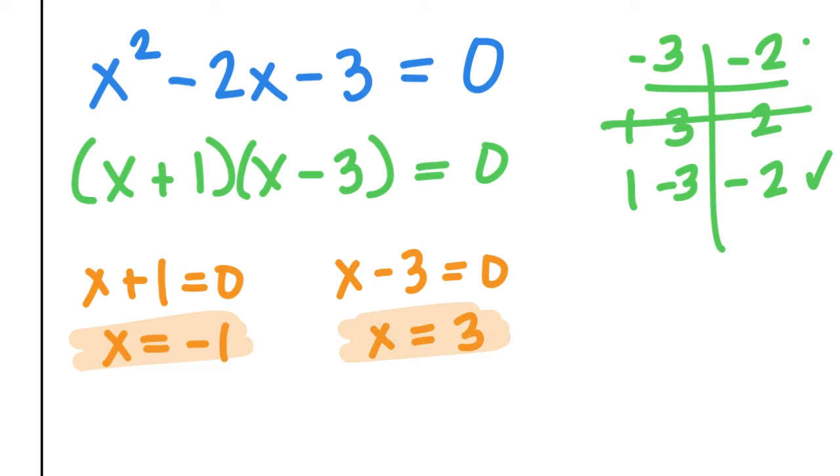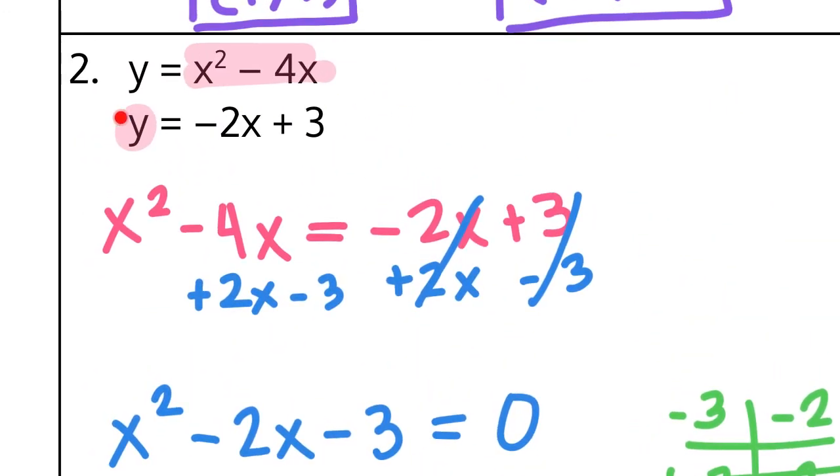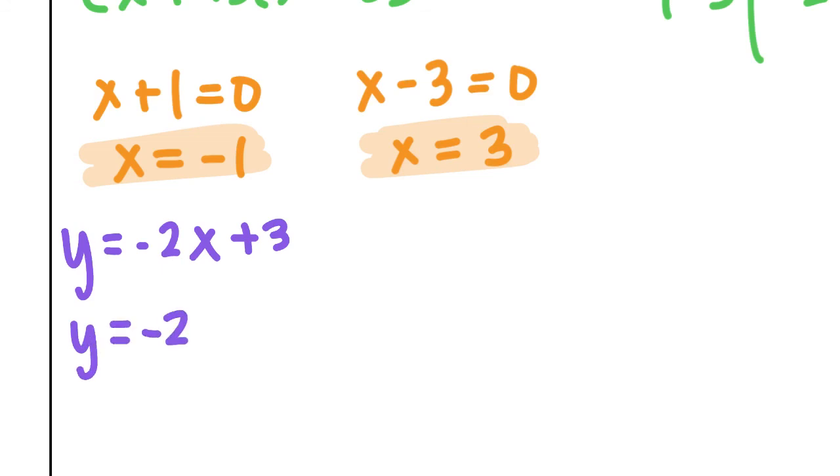Now we need to find the y values that go with each of these x values. So to do that, we're going to go back to our original system, and let's use that linear equation. y equals -2x plus 3. Only we're going to replace that x with the values that we just found. So this would be y equals -2 times -1 plus 3, which means that y equals 5.